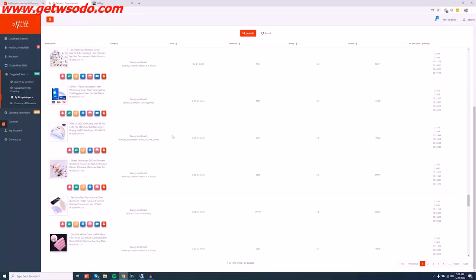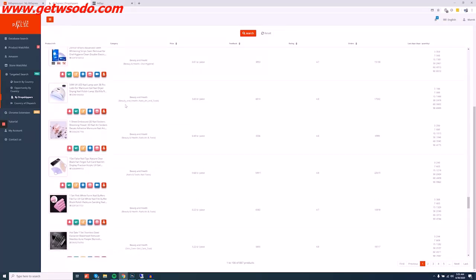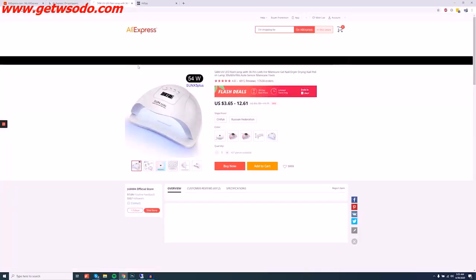So I do see this little nail lamp, 36-piece manicure gel nail dryer. Now, I'm not an expert when it comes to manicures, but as you can see right here, it's $365 a piece. It has moved 500 units in the past. It is an electrical product, which means you can definitely get big margins on the product. So what I'm going to do is click here to see what the product actually is.